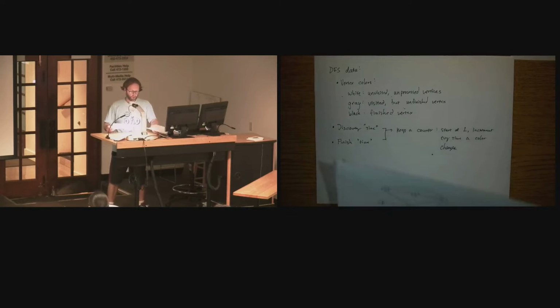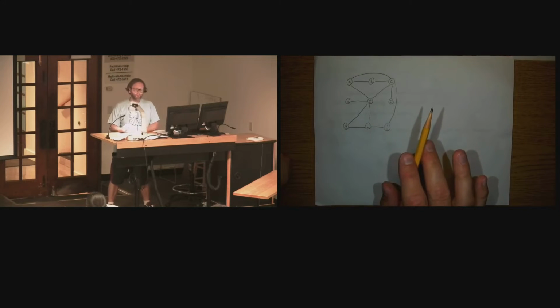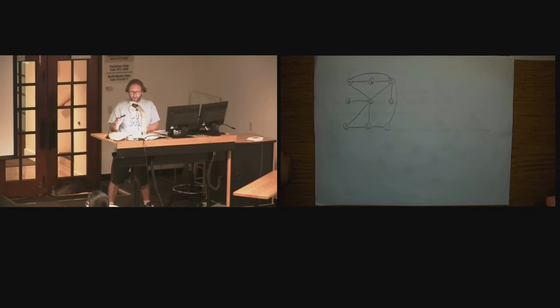I've already pre-drawn a graph here, 9 vertices, and it's an undirected graph. So we're going to keep track of all that metadata, and I'm simply going to use my pencil here. I'll use slashy lines to indicate gray, and then if I do slashy lines in both directions, that'll indicate black.